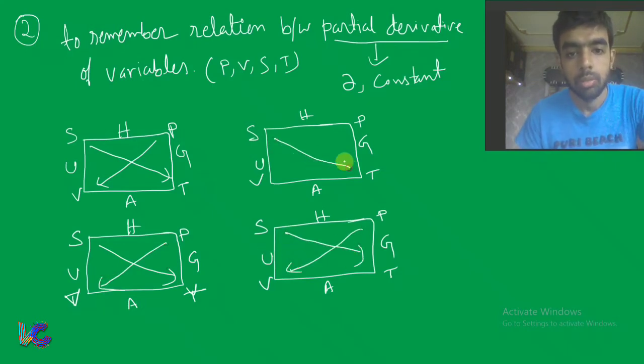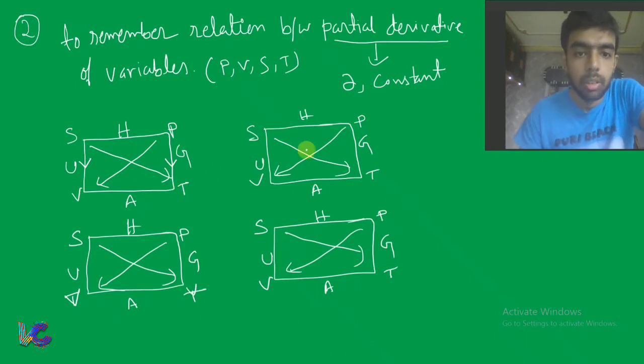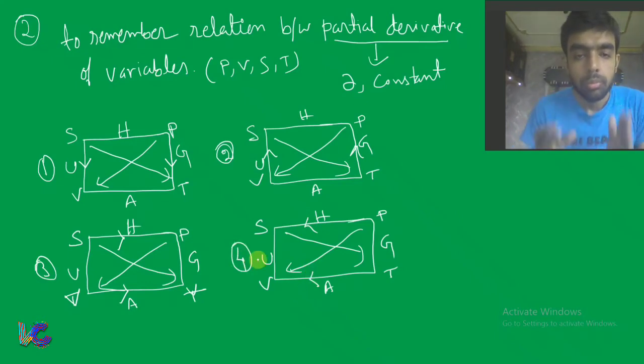Okay. So now we'll draw four kinds of arrows. One arrow is from S to V and P to T. The second kind of arrow is from V to S and T to P. Then the third kind is from S to P and V to T. And the fourth one is from P to S and T to V. So these four kinds of arrows we have drawn, and by these four kinds of arrows we will get the relation between partial derivatives of variables.